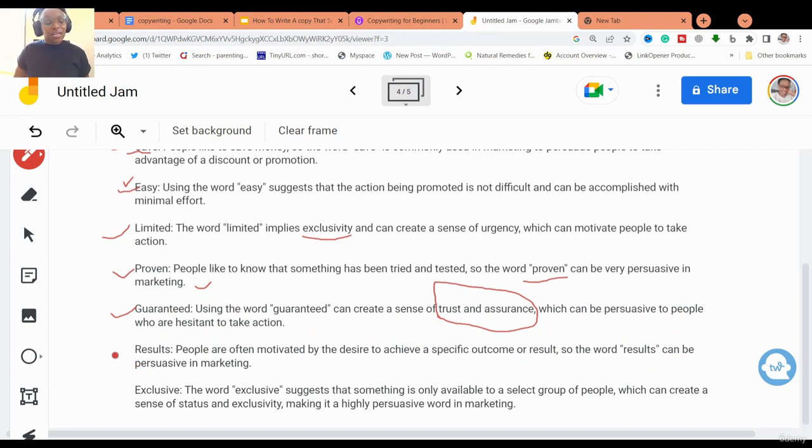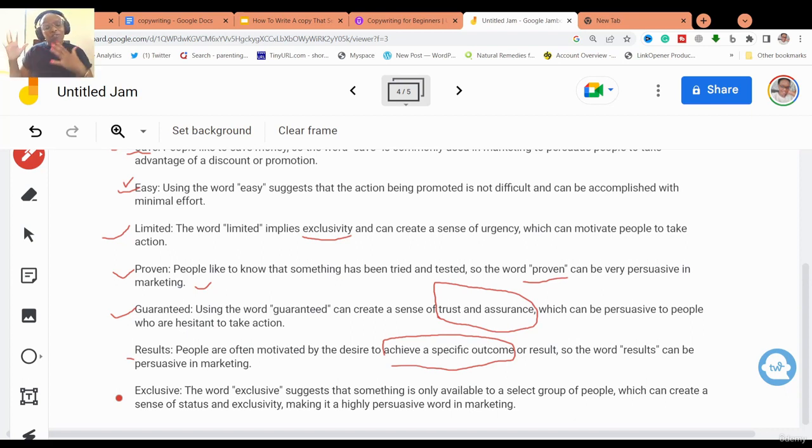And then results. People are often motivated by the desire to achieve a specific action or a specific outcome or result. So the word results can be very persuasive. And last but not least, this list is not exhaustive, so make sure you also go further and get more words that are more persuasive and that you can apply in your copy.